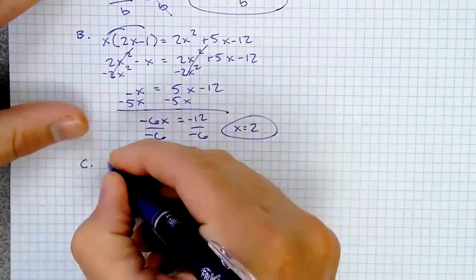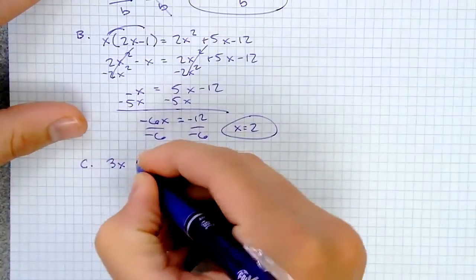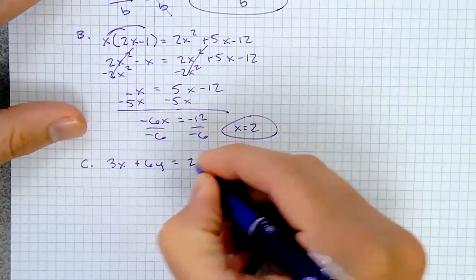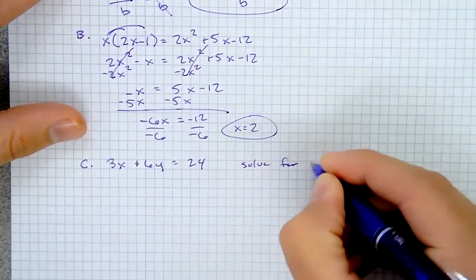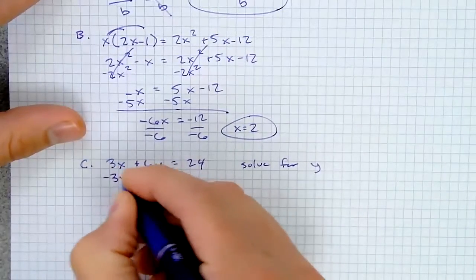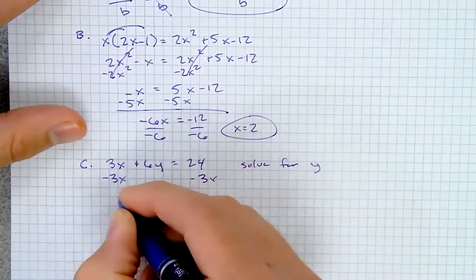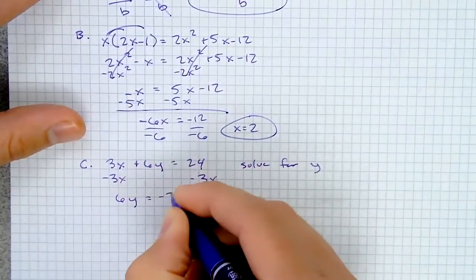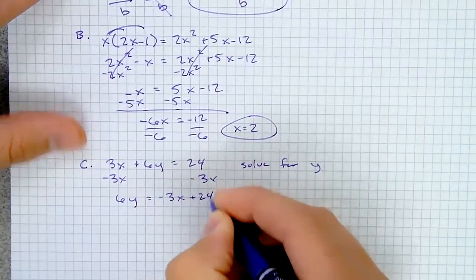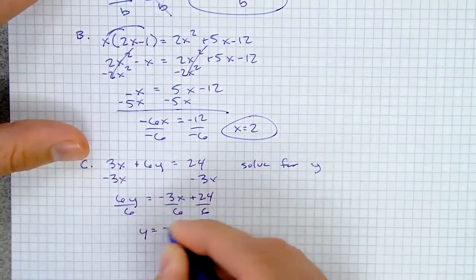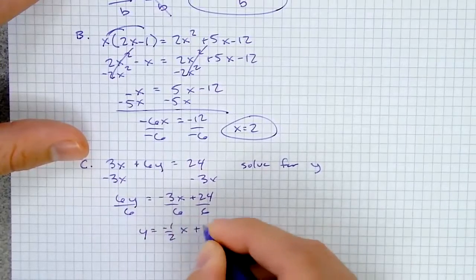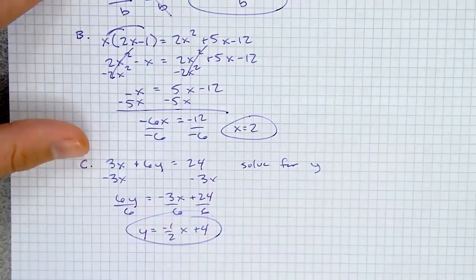C gives you 3x plus 6y equals 24. They tell you to solve for y. So I got to move the 3x over. 6y equals negative 3x plus 24. Divide by 6. Y equals negative 1/2 x plus 4.